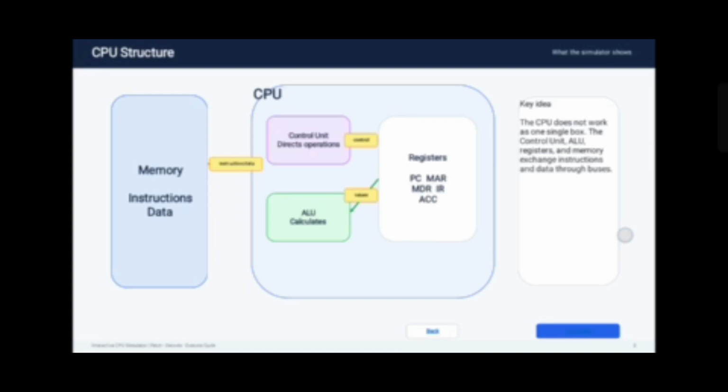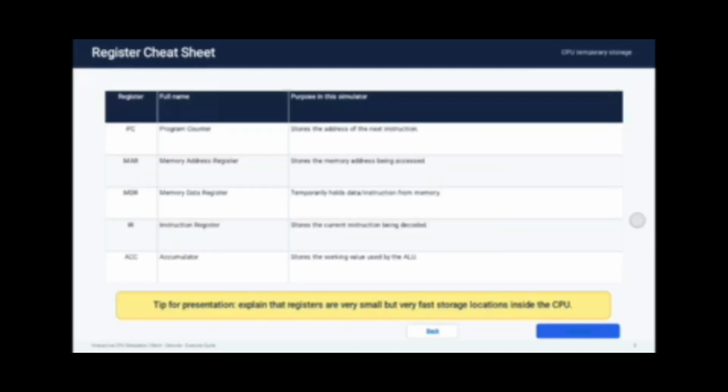The objectives of this project are, first, to demonstrate the structure of the CPU including the ALU, control unit, registers and memory. Second, to simulate the fetch decode execute cycle in a clear and visual way. Third, to help users understand the idea.